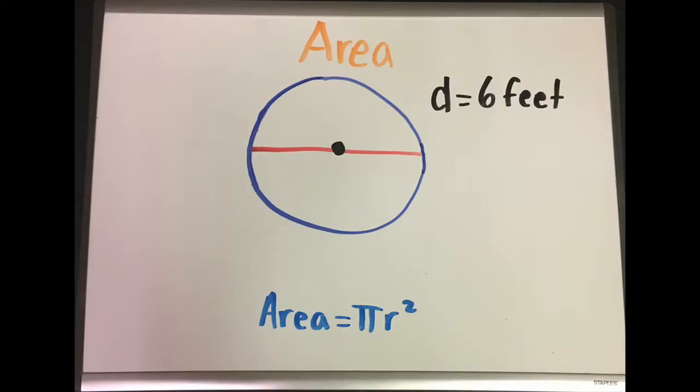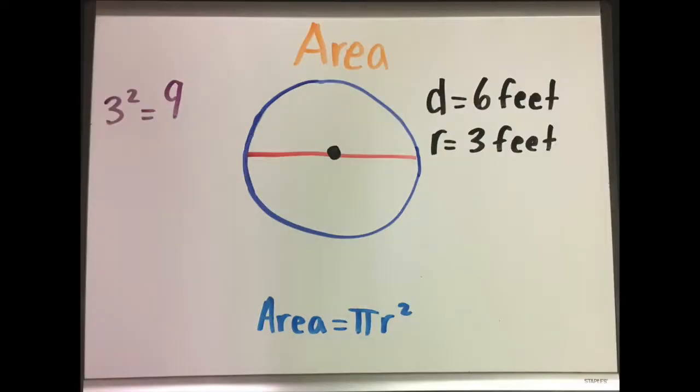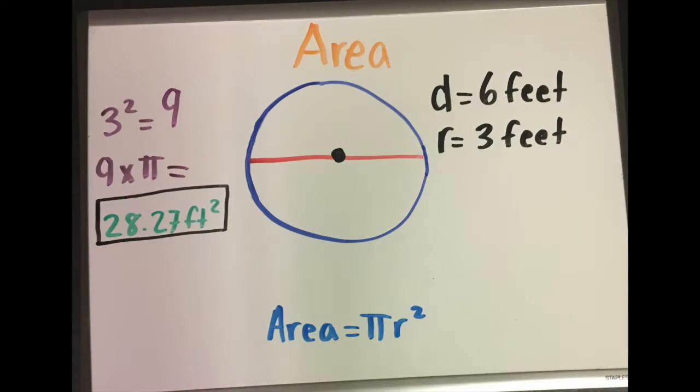Let's practice with one more example. The fish tank has a 6-foot diameter, which means it has a 3-foot radius. 3 squared is 9, times pi is approximately 28.27 feet squared.